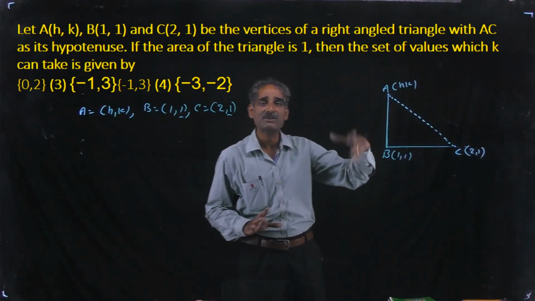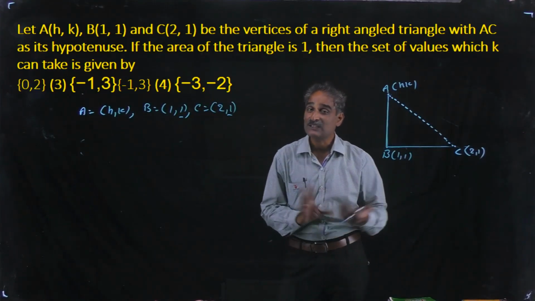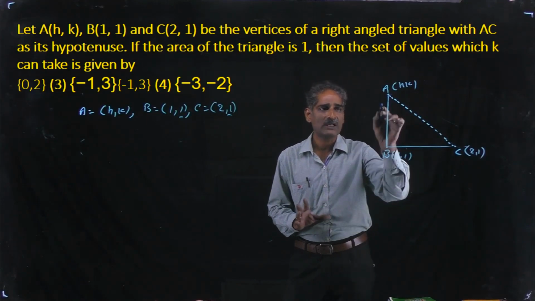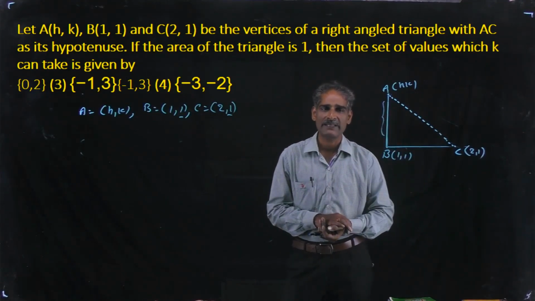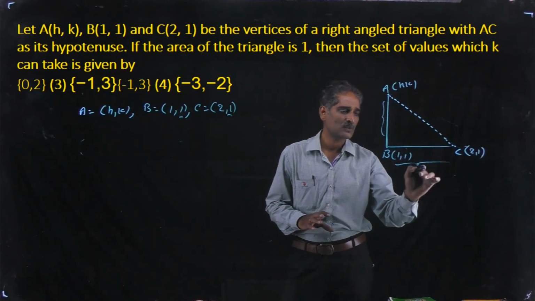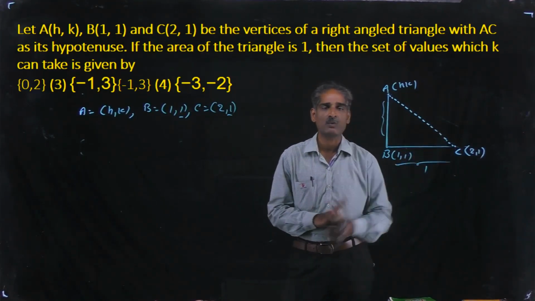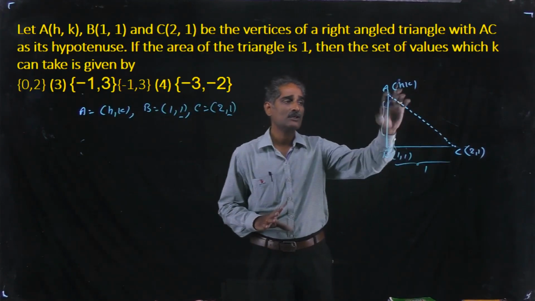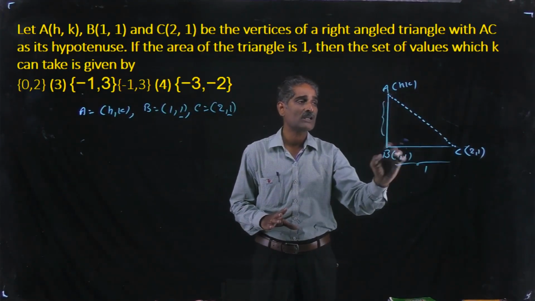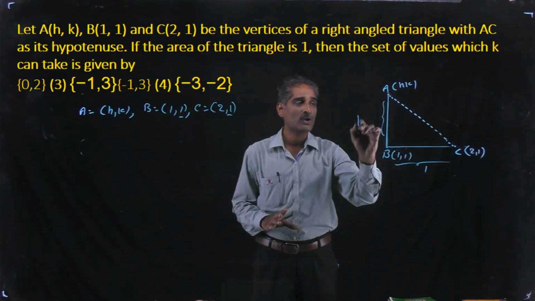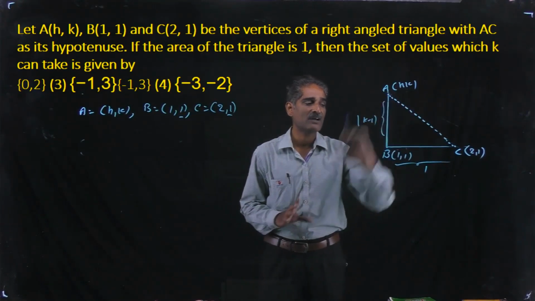Given that the area of this triangle is 1 unit, the area is nothing but half into base into height. We don't know this length yet. This length is nothing but 1 unit, since the y is the same and the difference from 1 to 2 is 1 unit. So what about this other length? It is the difference of the y coordinates, mod of k minus 1, which is the height of AB.